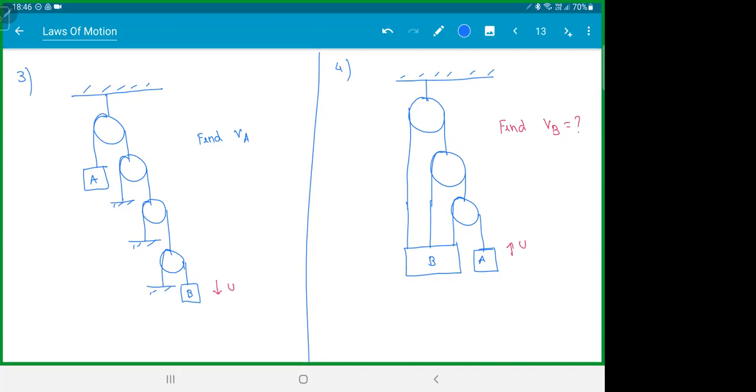We'll finish off constraints by Friday. Next week we'll start off with free body diagrams and blocks and all that stuff. Okay, most of you got the answer.